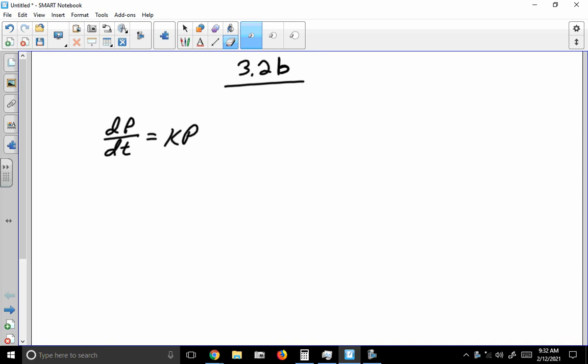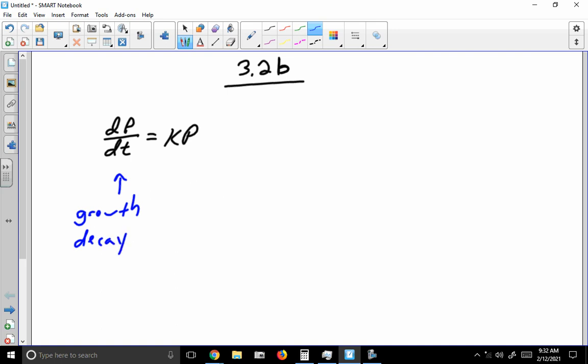So the first and most basic type of population growth or decay that we deal with is when we suspect that the rate at which the population changes, so we could consider this the growth, or it could be a decay rate, is proportional to the population. So k is our constant of proportionality. P is the amount occurring.